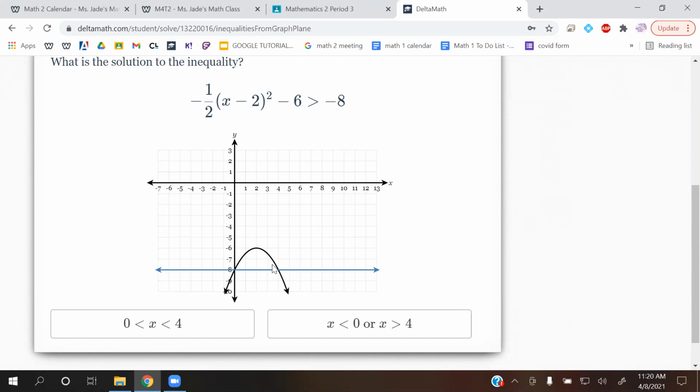This section is between certain x values. It starts at the x value of 0. So x starts from 0 and it goes all the way until x is 4. So you want all the x values between 0 and 4, because this is the section of the graph that is above the blue line of -8. So we want the black graph to be greater than -8, the blue line. So that's why we take this section. We want everything between 0 and 4.